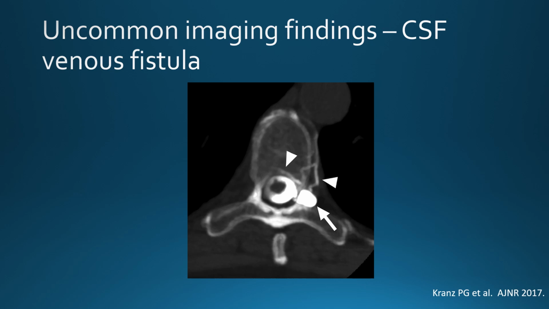Sometimes the CSF can leak and directly communicate with the epidural vein, resulting in CSF venous fistula. You can see the leakage of the CSF, which is directly communicating to one of the epidural veins, leading to CSF venous fistula. So, if the clinical suspicion is high, you may have to do one or the other imaging till you find the cause of CSF leak so that you can decide the treatment.